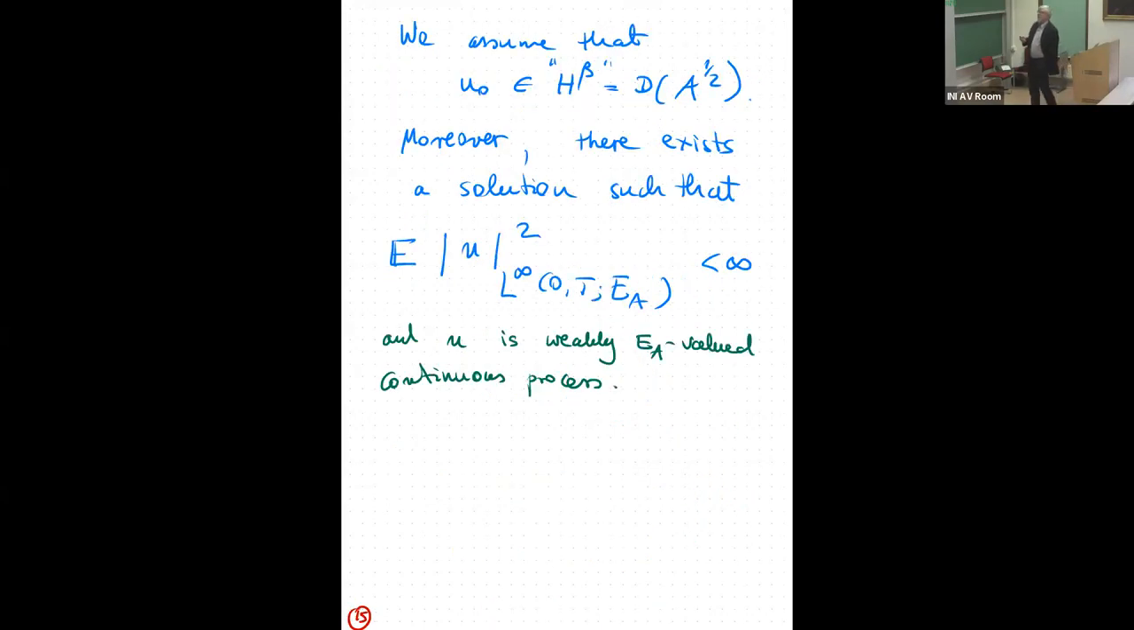So when I say exists, we consider initial data in this space H beta, which is the domain of A to the power 1/2, and there exists a solution which satisfies this a priori estimate. So for every t, the function u is bounded with values in the energy space, and moreover, this u is a weakly continuous process. So it is not only bounded but also weakly continuous.